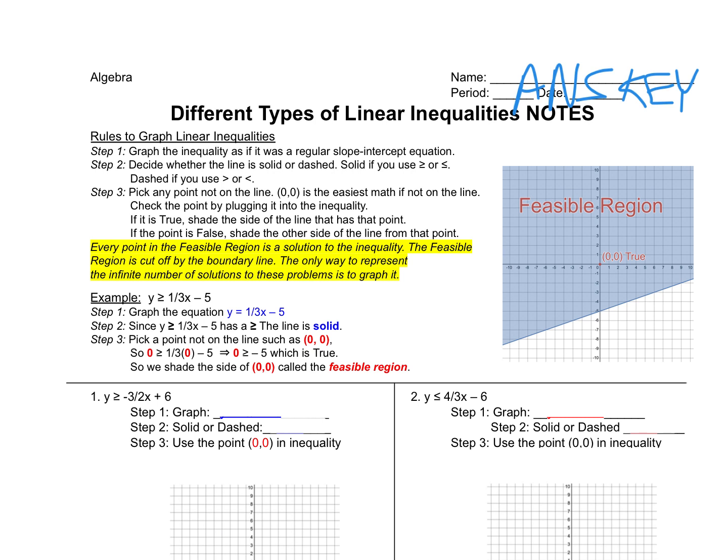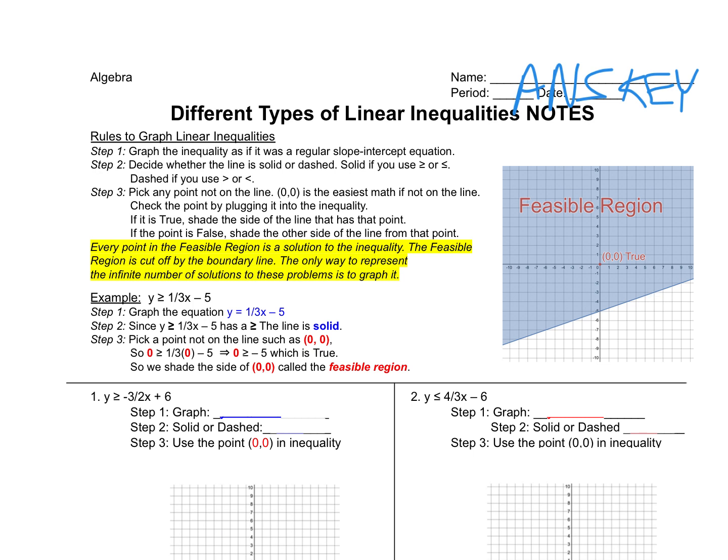So what does that all mean? Well, in our first example here, we have y is greater than or equal to 1/3 x minus 5. So step 1, we're going to graph the equation y equals 1/3 x minus 5. So again, put a point at -5 for our y-intercept. From there, we go up 1, right 3, put a point. Up 1, right 3, put a point, etc.